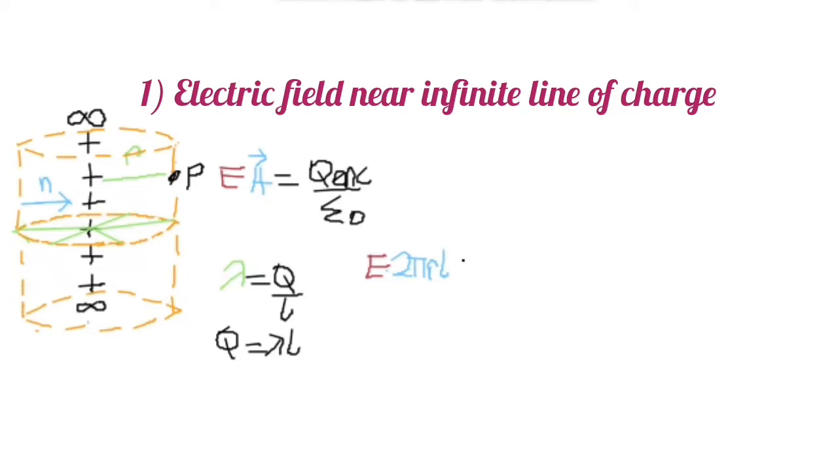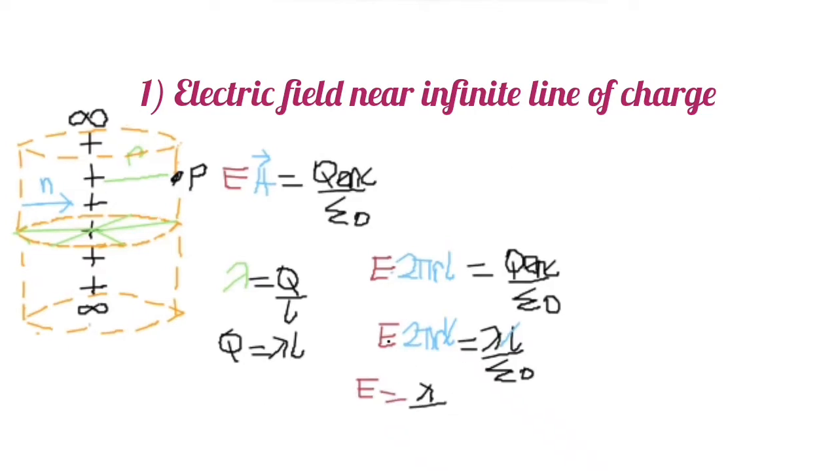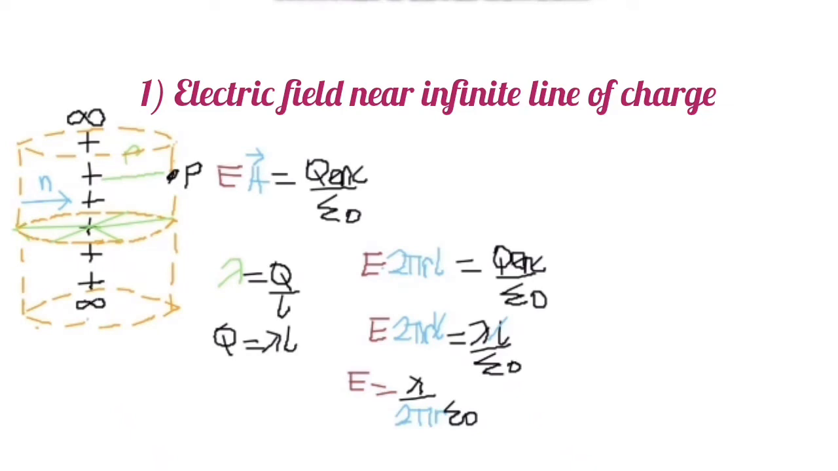Therefore, E times 2 pi RL is equal to lambda L, substituting Q, over epsilon naught. E is equal to lambda L over 2 pi RL epsilon naught. The L's cancel out. E is equal to lambda over 2 pi R epsilon naught. If we had real values, you just plug them in to get your electric field.